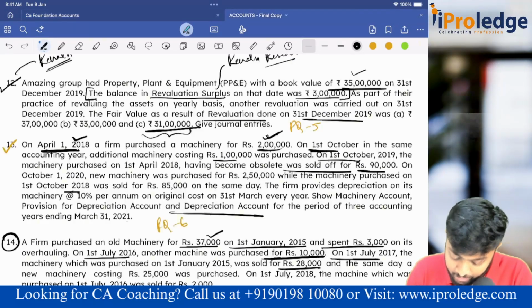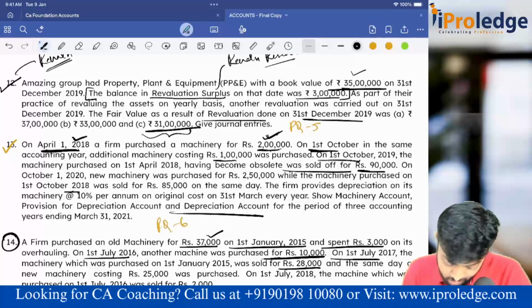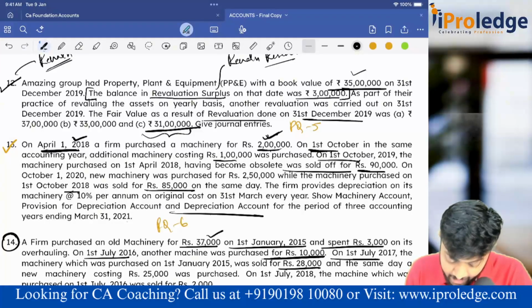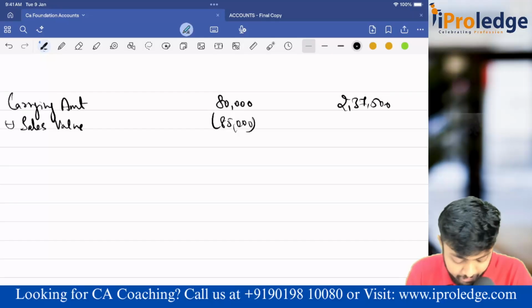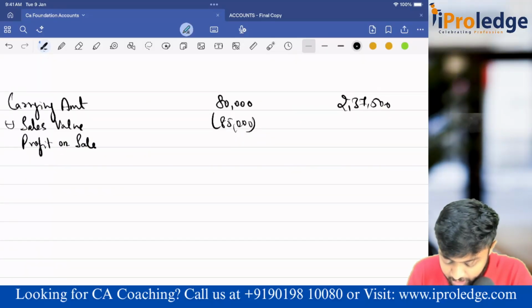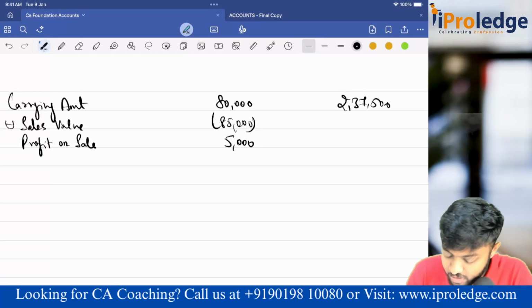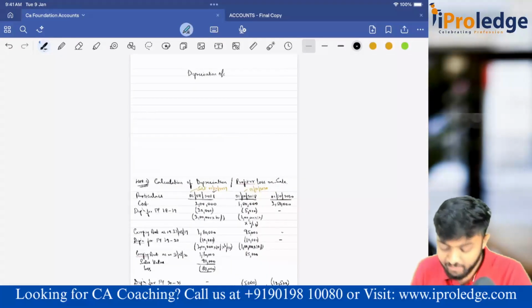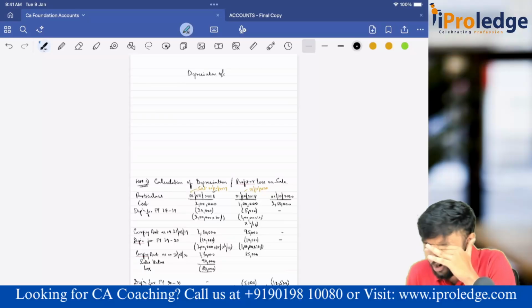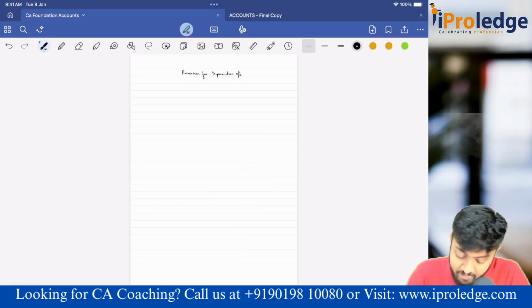Now what is the sales value? This 80,000 worth machinery is sold for 85,000. So sold for 85,000. That means profit on sale for the second machinery is 5,000. This is not sold. This will be there. Done. Now we have done with all the calculations, depreciation, profit, loss, everything. Now directly let's start posting everything.